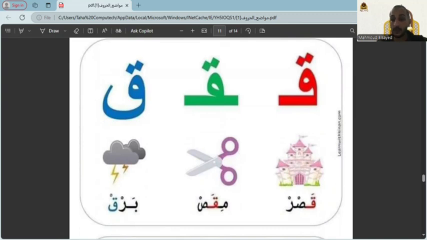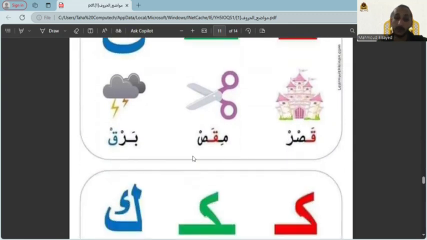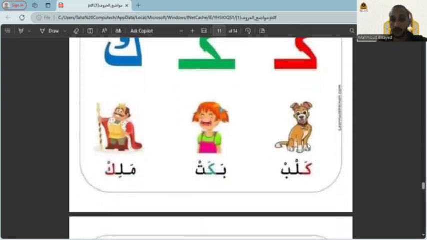It can come at the beginning of the word, like this word Qasr. It can also come in the middle of the word, like this word Maqas, and also at the end of the word, like this word Barq. So beginning, middle, final, or at the end of the word.